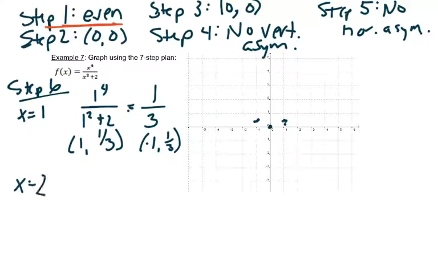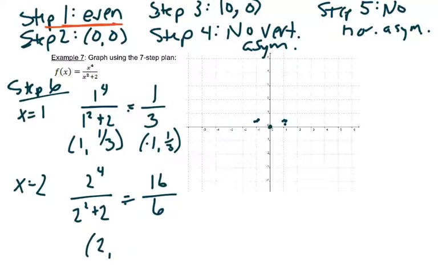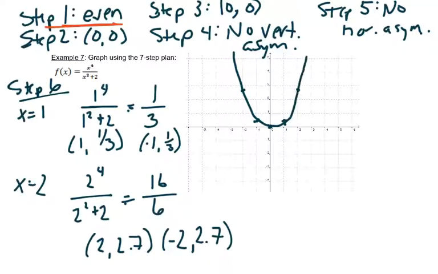Let's try x equals 2. So we'd have 2 to the 4th over 2 squared plus 2. 2 to the 4th is 16. 2 squared is 4 plus 2 more is 6. So that would be 2 and 2.7 about. So something like that. And again, because it's even, that same point is going to be over here, negative 2, 2.7. So you can see we're starting to get a shape like a parabola. And that's our graph.